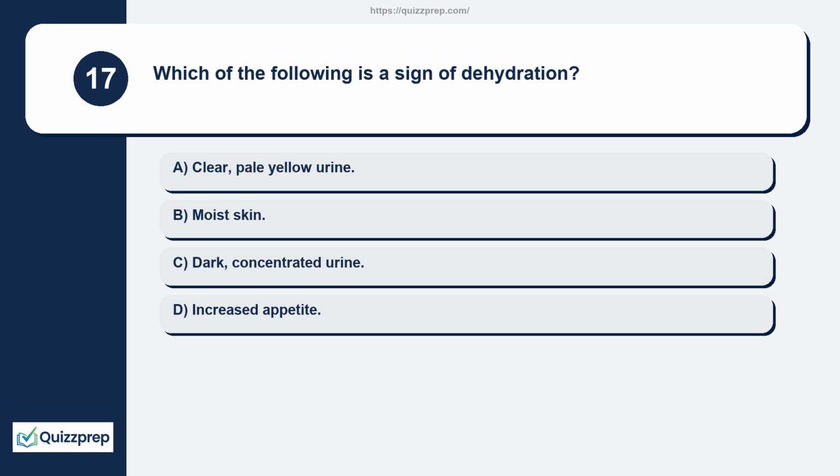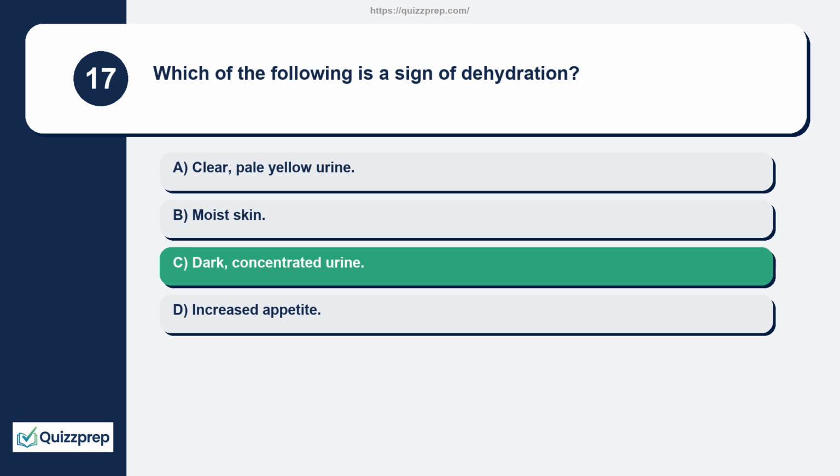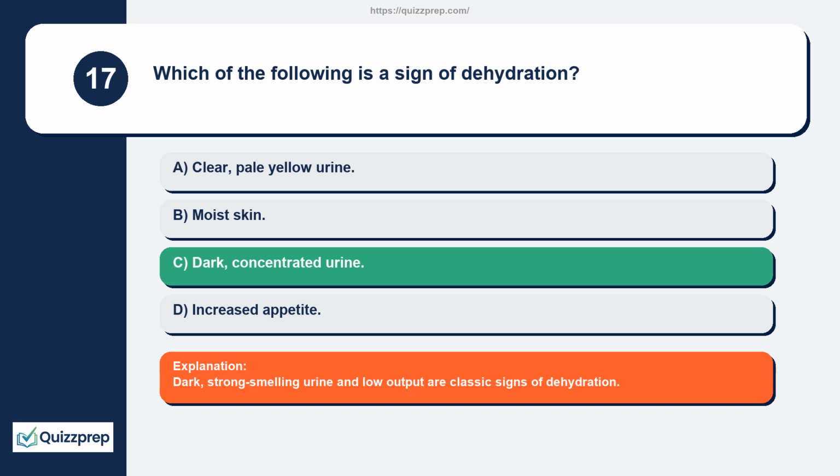Question 17. Which of the following is a sign of dehydration? Clear, pale yellow urine. Moist skin. Dark, concentrated urine. Increased appetite. Dark, strong-smelling urine and low output are classic signs of dehydration.